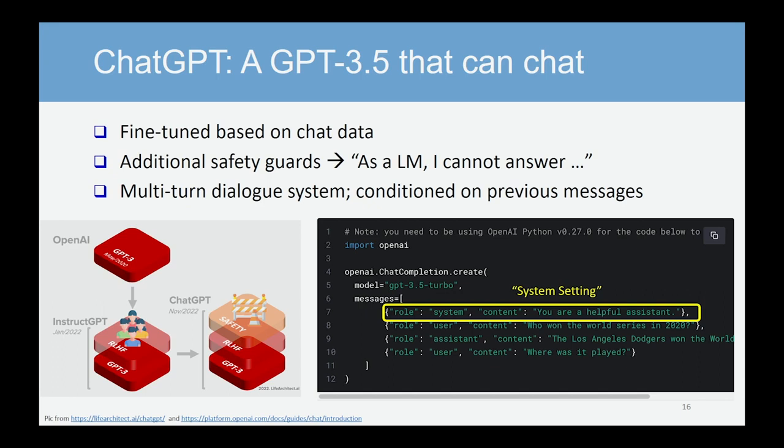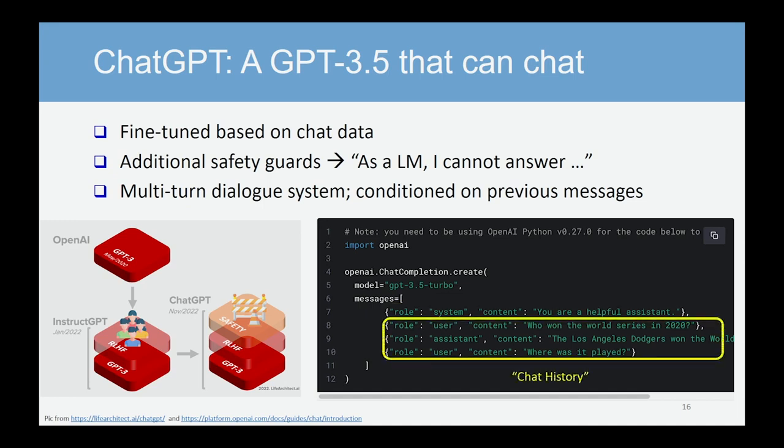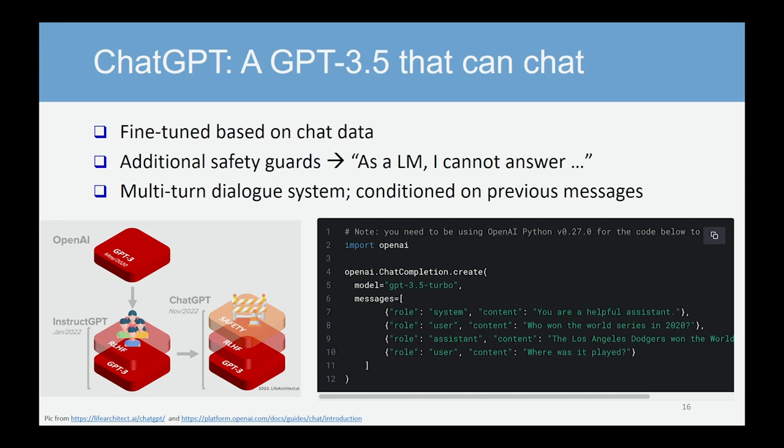You tell it that you are a helpful assistant, but they also realized later that the system actually doesn't pay almost any attention to this sentence. They promised they will improve in the future. And then there's the chat history, what you have chatted with it before. You provide this as an additional constraint or condition that the model should be aware of. And then the model makes a prediction to give you the next sentence the assistant will tell you. So this is the general idea of how you can interact with ChatGPT.